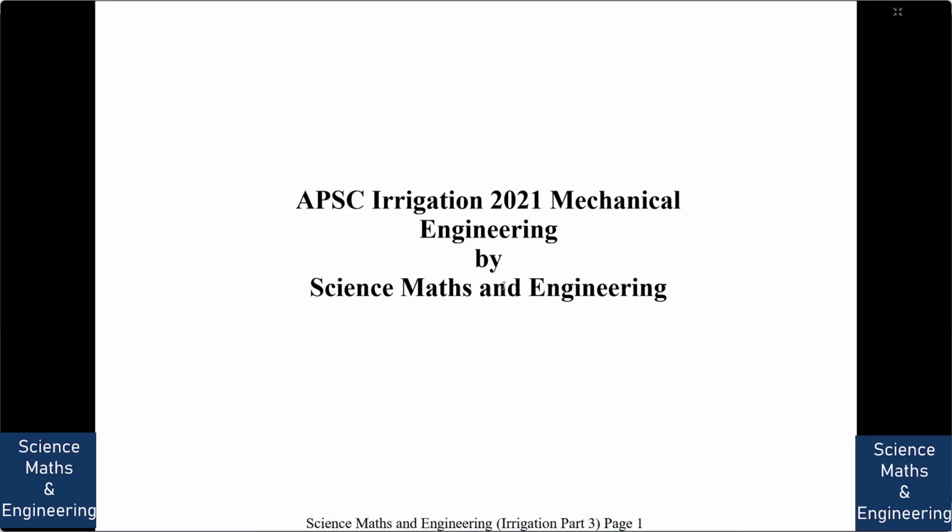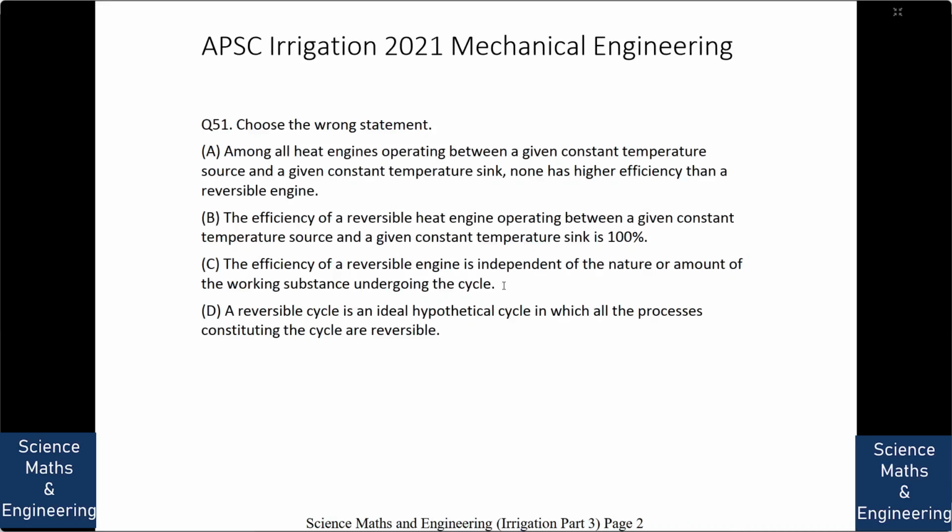Today we are going to solve the APSC Irrigation 2021 Mechanical Engineering paper part 3. So let's get started. Till question 50 we have already solved, so today we are going to start from question 51.